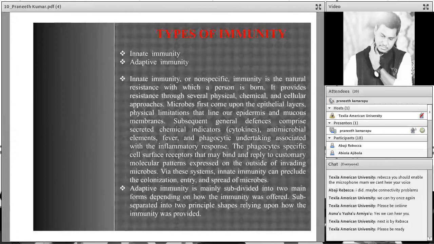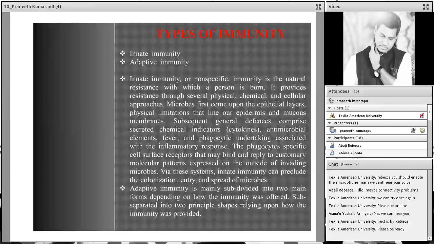Coming to the next one, I want to explain the types of immunity. We have two types of immunity here: innate immunity and adaptive immunity. Innate immunity is natural immunity, nothing but the natural resistance with which the person is born. It provides resistance through several physical, chemical and cellular approaches.